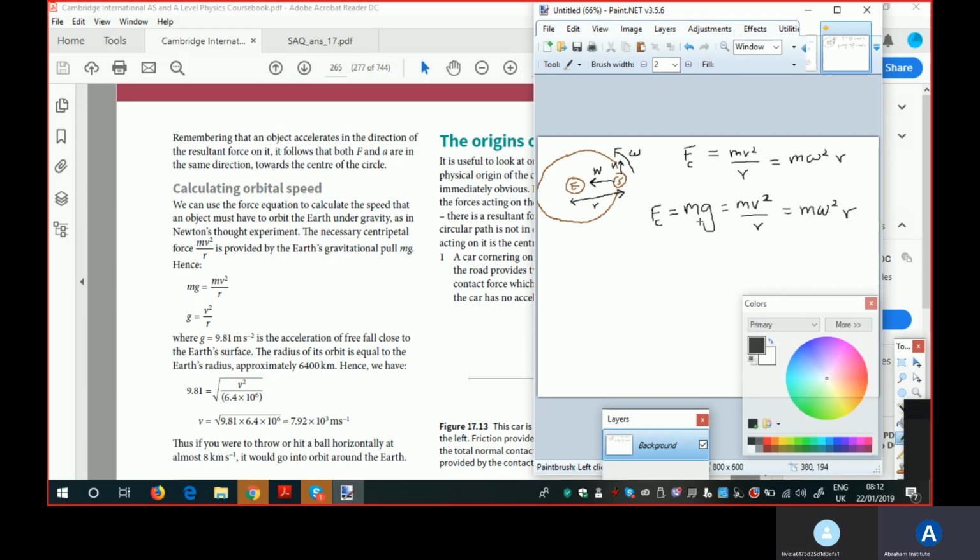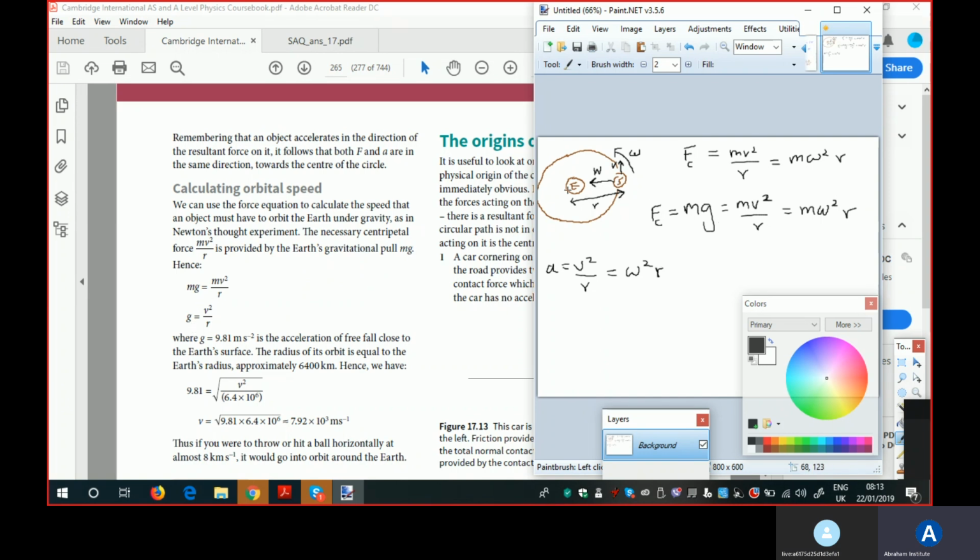Okay, so if you use these two equations like this, then the mass cancels out. Even if you use these two also, the mass cancels out. So we get the gravitational field strength as v squared over r. Now we remember that equation for acceleration. The centripetal acceleration is equal to v squared over r, and also omega squared r, and that is what we have here.